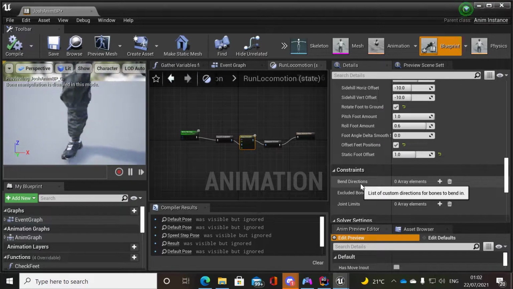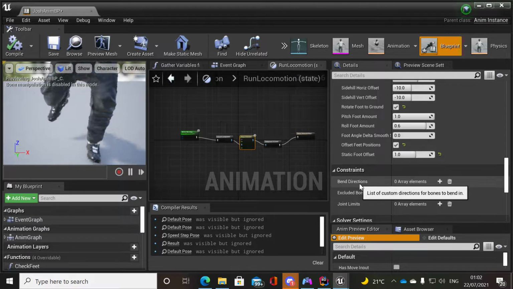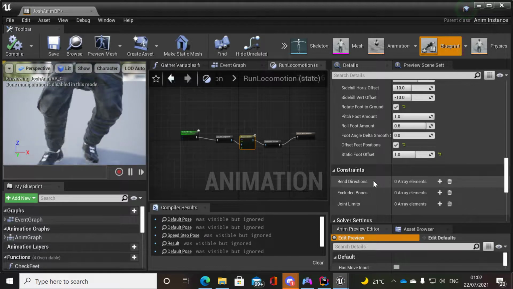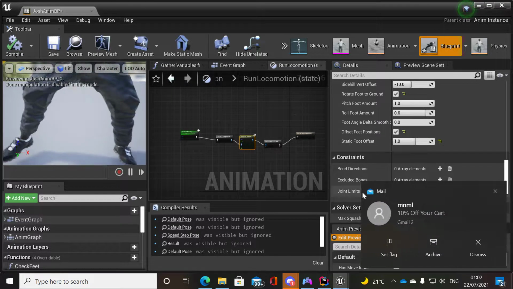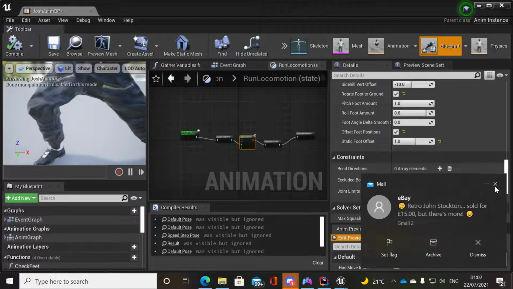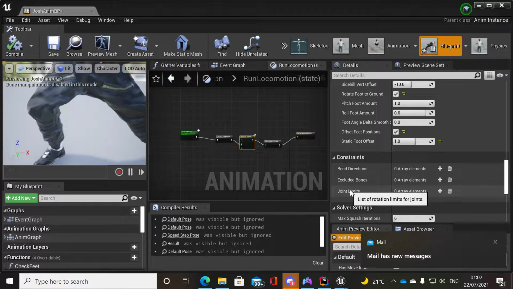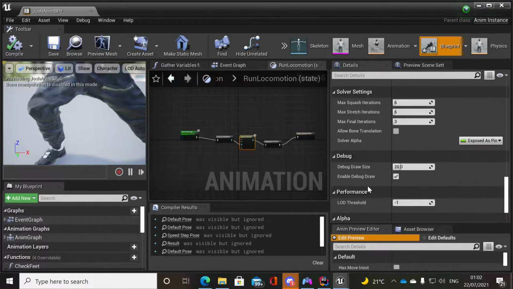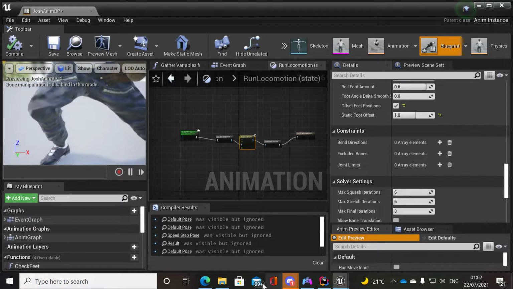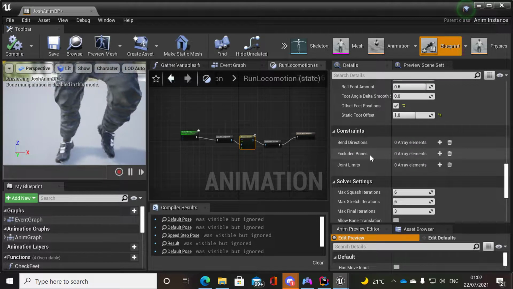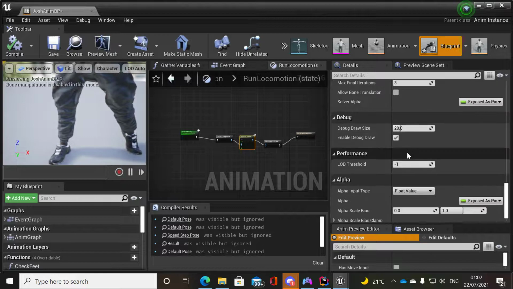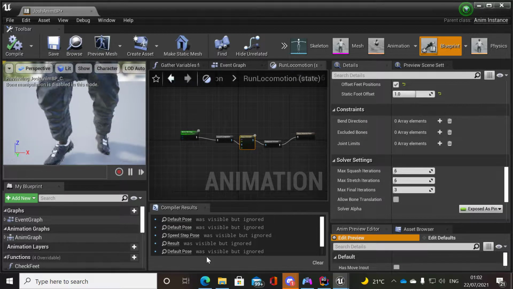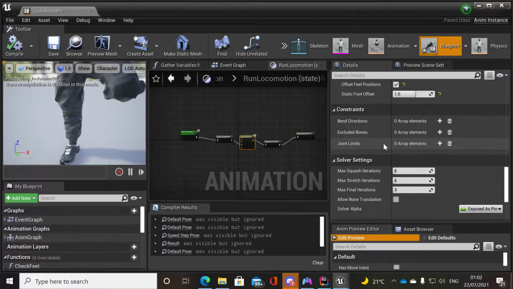Ah, here we go. That's it. List of custom directions. These are constraints for bones to bend in X limits. So this is how much your bone can bend. So you could be like, this joint can only rotate so far. But isn't that included in the control rig? I would think so, which we don't have yet, right? Yeah. So maybe that is if you don't have a control rig assigned.